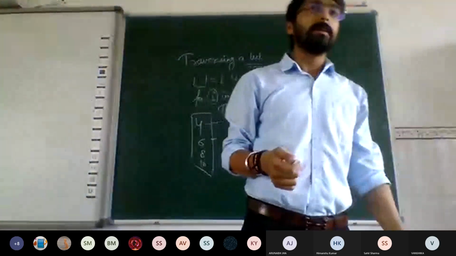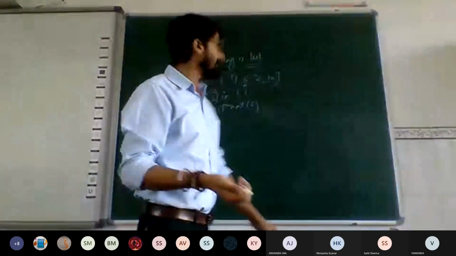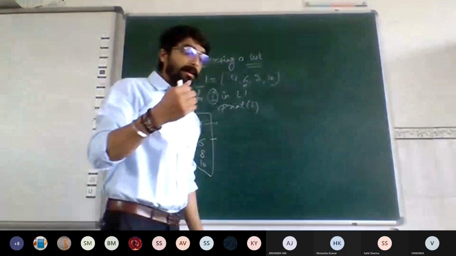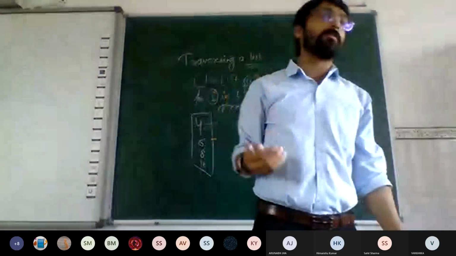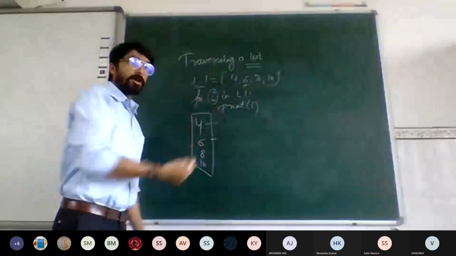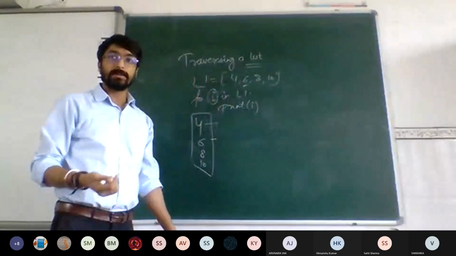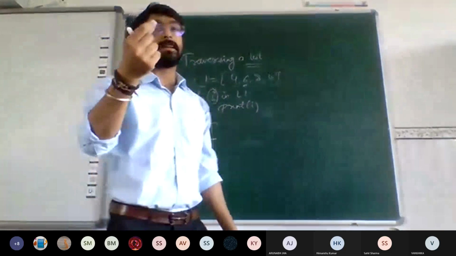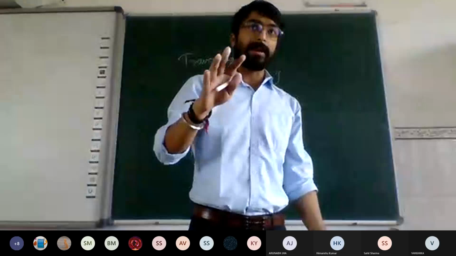What do you mean by a list? A list is nothing but a sequence of elements, right? So we have a sequence of elements, that is 4, 6, 8, 10. Now I want to access the elements of a list one by one. To access the elements of a list, we have to apply a loop for sure because we have multiple elements in a list. But to access a single element, we can use an index, right?